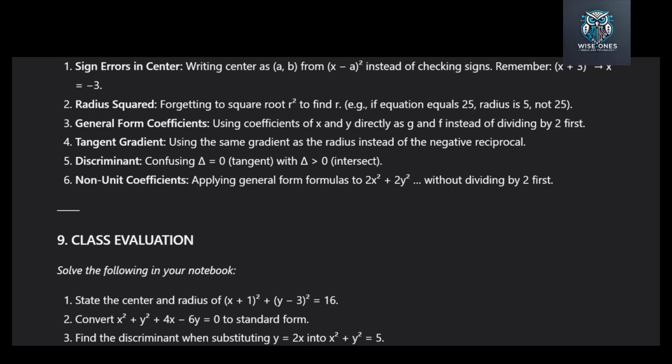Mistake number 6, non-unit coefficients. Applying general form formulas to 2x² + 2y² without dividing by 2 first. Always make sure x² and y² have coefficient 1 before using formulas. Now it is time for class evaluation, section 9.